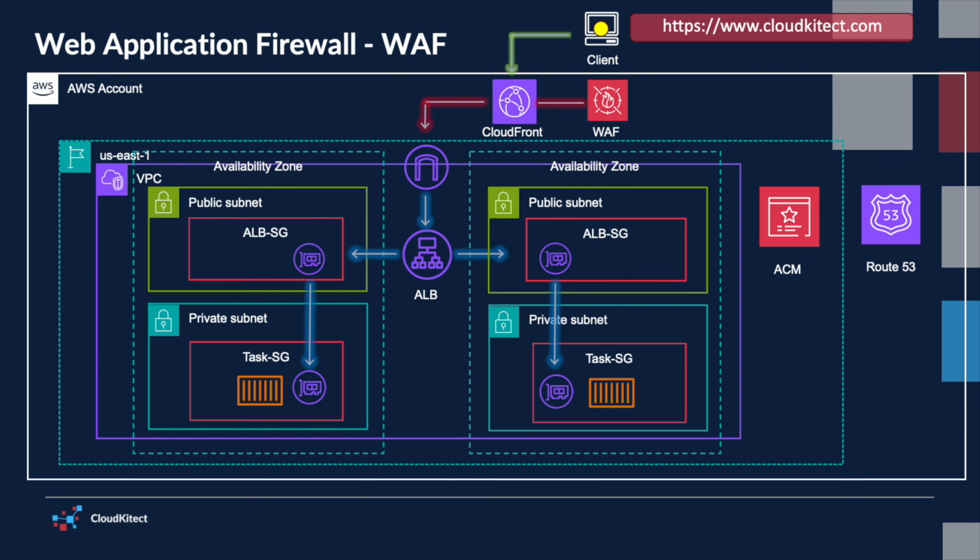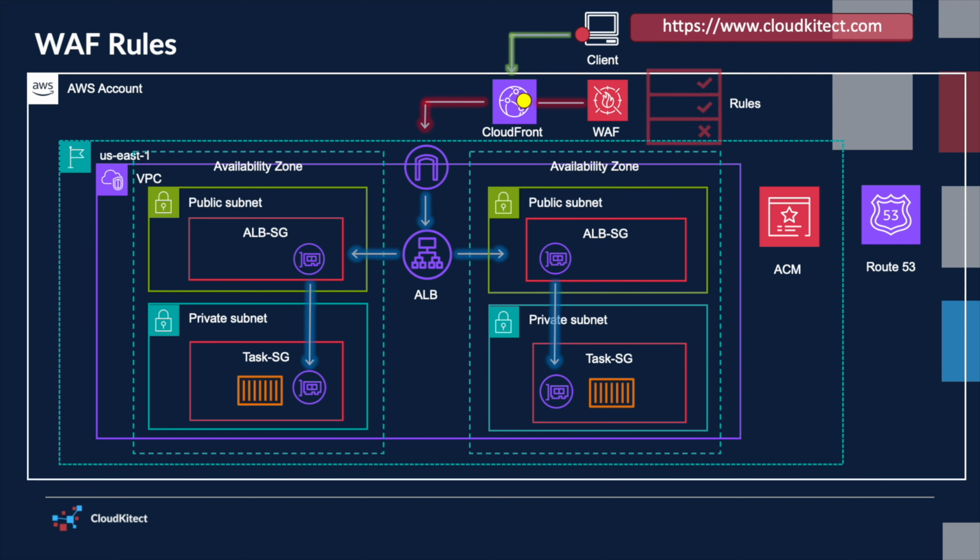Web Application Firewall, or WAF, is a security service provided by AWS that helps protect web applications from common web exploits and attacks. It aims to safeguard applications against threats that could affect application availability, compromise security, or consume excessive resources. AWS WAF utilizes WAF rules to control which traffic to allow or block to your web application.